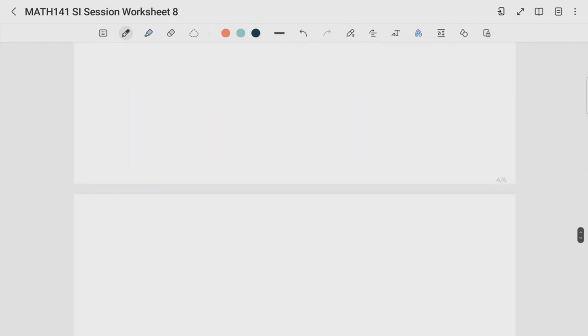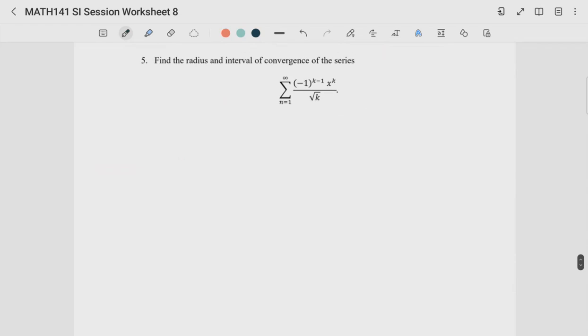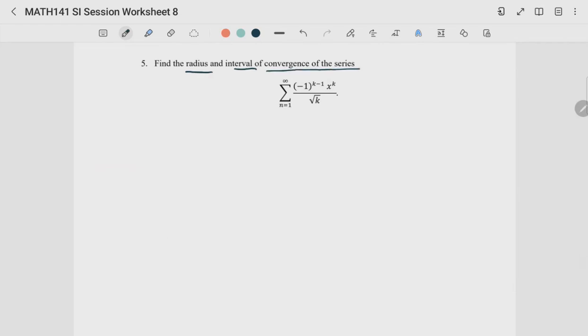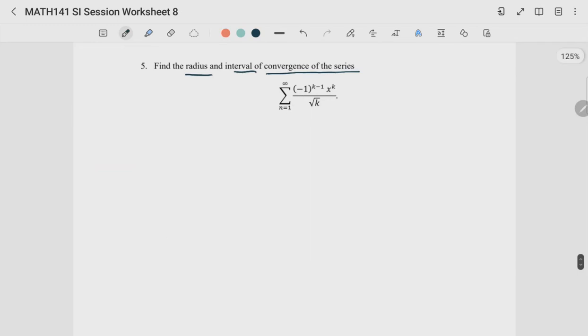Moving on now to the next problem. Here we are asked to find the radius and the interval of convergence of the series that's given to us, which is the sum as n is equal to 1 to infinity of -1 to the k minus 1 times x to the k over the square root of k. So we'll call this our u of k. And we'll be using the ratio test to find our interval of convergence, right?